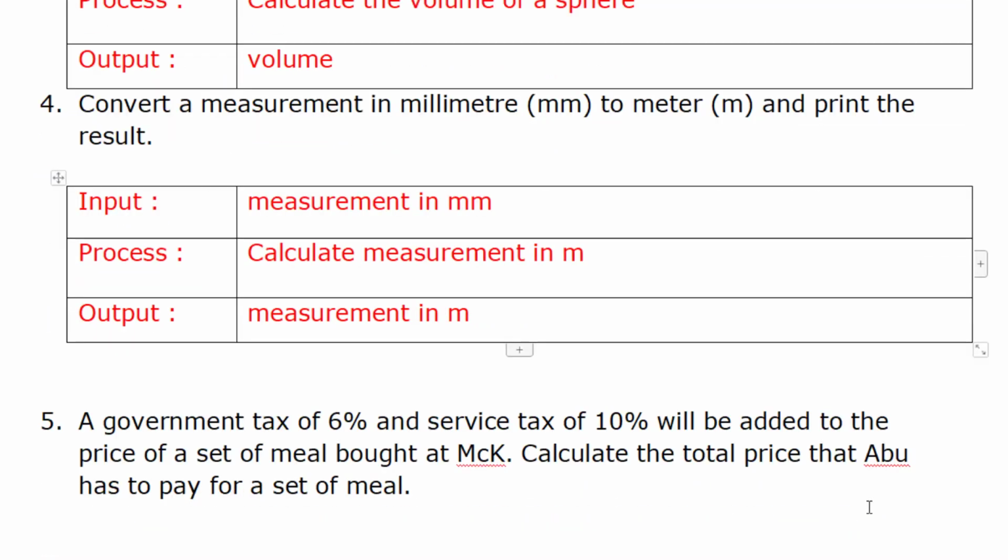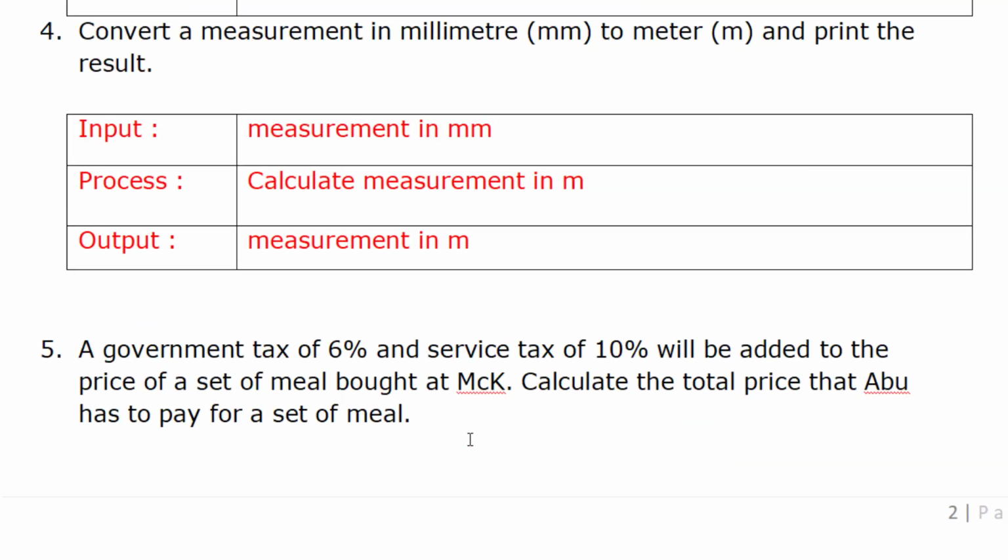Okay. Question number 4: convert a measurement in millimeter to meter and print the result. The question needs you to convert from millimeter to meter. So the output is measurement in meter, and the input is measurement in millimeter. So the process is calculate measurement in meter.